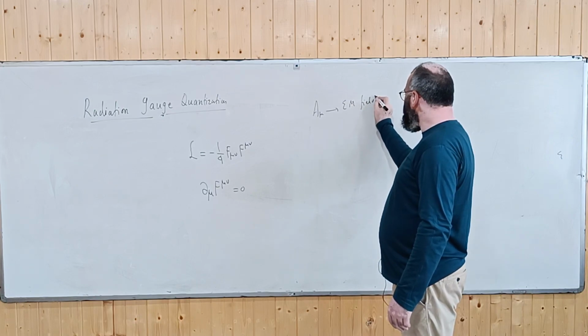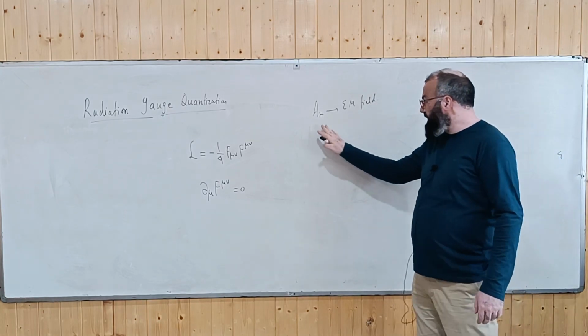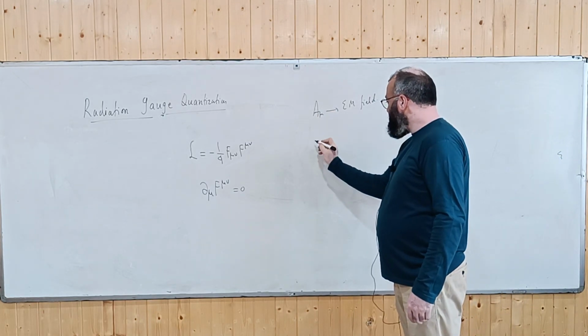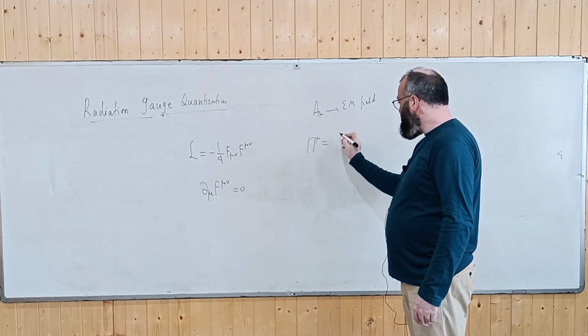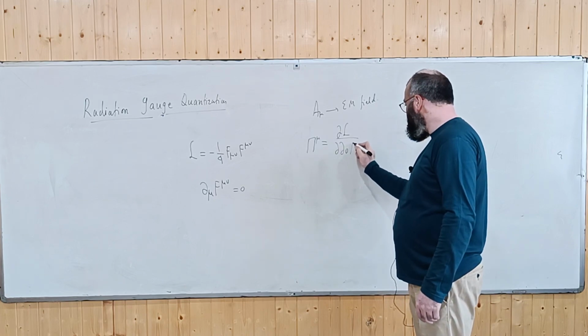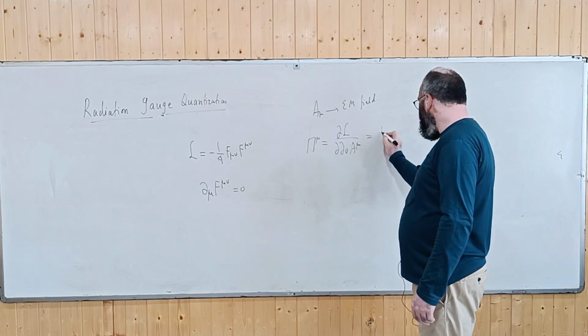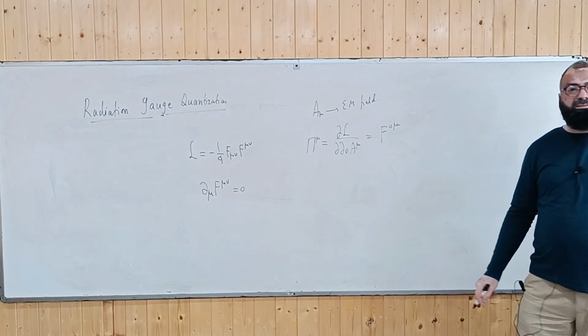So let's first calculate its canonical conjugate momentum. I will write this canonical conjugate momentum. It is partial L by partial derivative of A mu with respect to time. So how much is that? F0 mu. These things we have been calculating all the time.